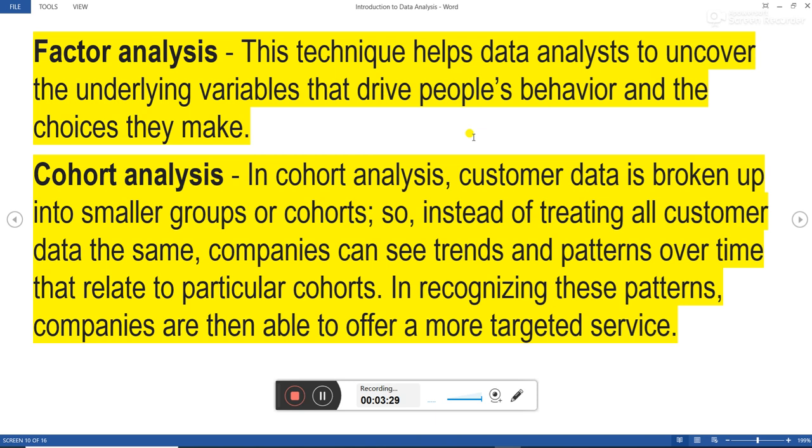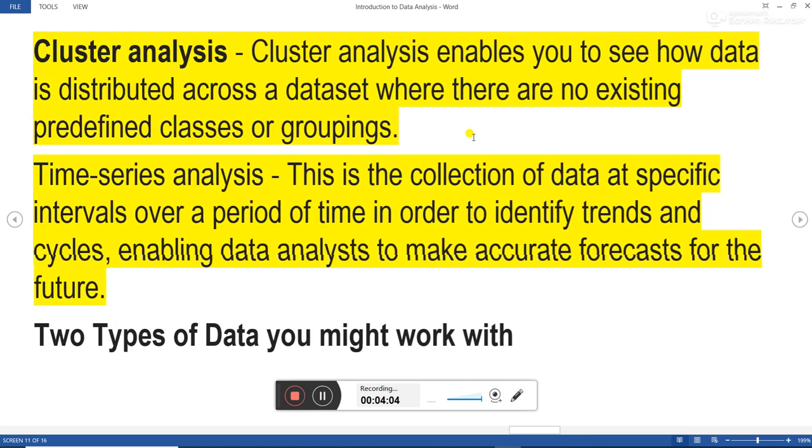Factor analysis. This technique helps data analysts to uncover the underlying variables that drive people's behavior and the choices they make. Cohort analysis. In cohort analysis, customers' data is broken up into smaller groups or cohorts. So instead of treating all customers' data the same, companies can see trends and patterns over time that relate to particular cohorts. In recognizing these patterns, companies are then able to offer a more targeted service.